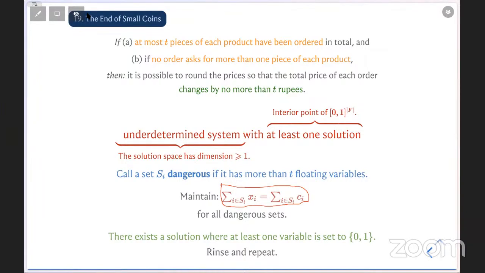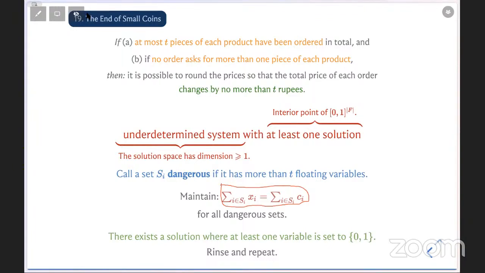So in some orders, some products had their values actually rounded up or down, so they got fixed. And potentially, if an order had, let's say, t plus 1 products, and now one of the products got fixed, then it now only has t products. So now this order is no longer dangerous. So it will leave my system of equations. I no longer write down a constraint for it because I don't have to worry about it anymore, right?